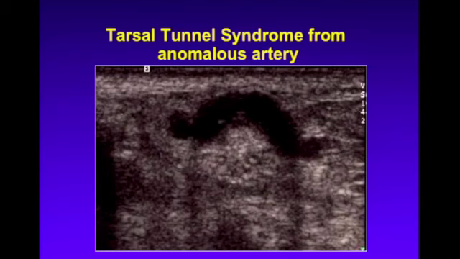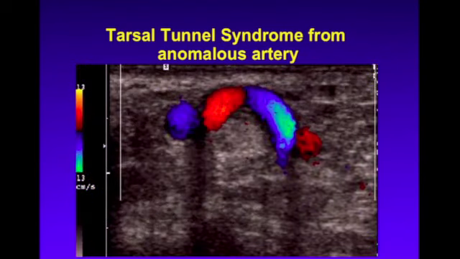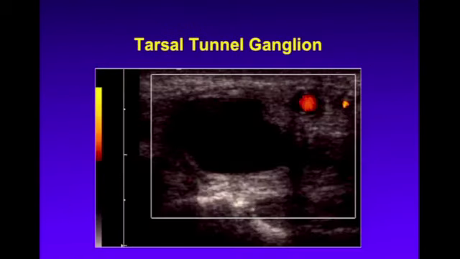So this is such a case in somebody who presented with tarsal tunnel syndrome. And what we saw was an artery that was wrapping around the tibial nerve. There's the nerve there. And to prove it was an artery, here is the Doppler, and then we Dopplered it and got an arterial waveform out of it. And so this was tarsal tunnel syndrome secondary to an anomalous artery wrapping around the nerve. Here's another different patient who had a ganglion cyst, again pushing on the nerve and causing the tarsal tunnel syndrome.